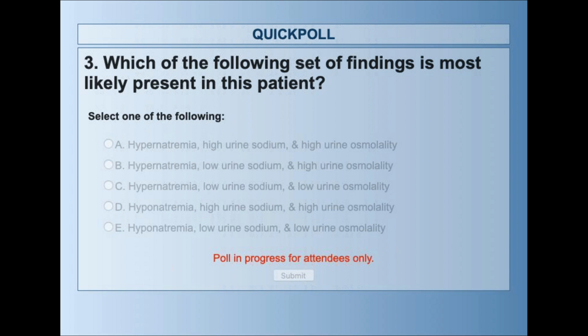So we've gone ahead and opened up that poll for you. Finding osmolality, keeping in mind that these are asking for urine. So we'll go ahead and open the patient. We'll talk in just a few seconds.